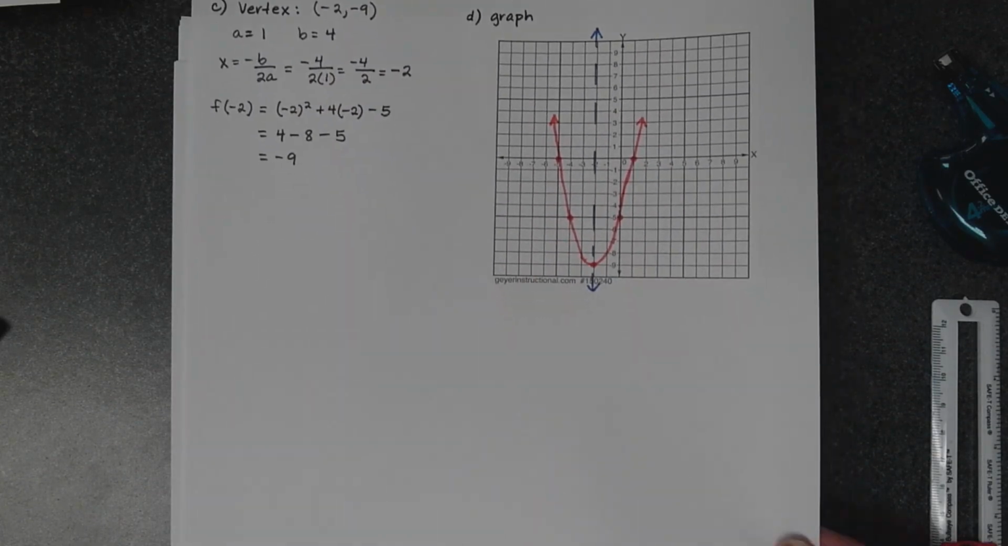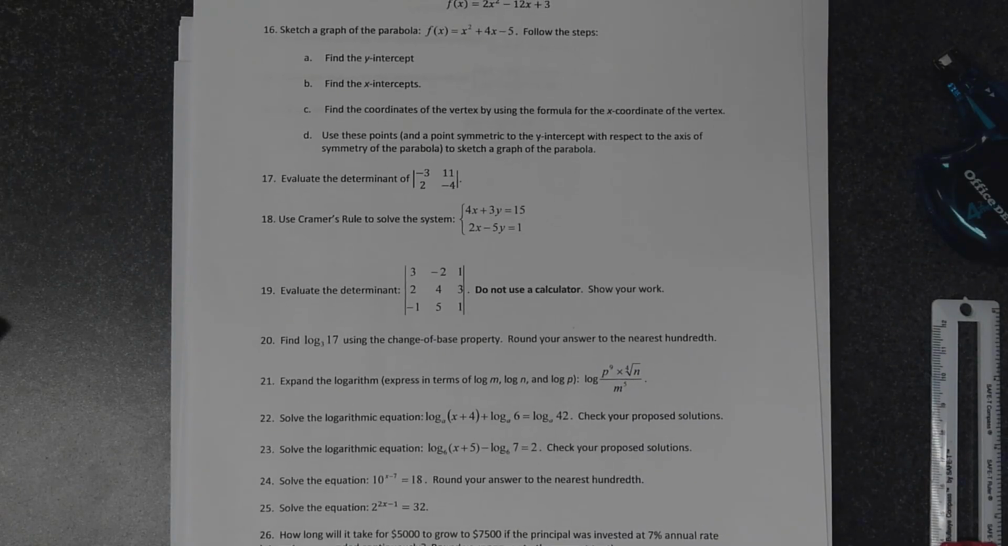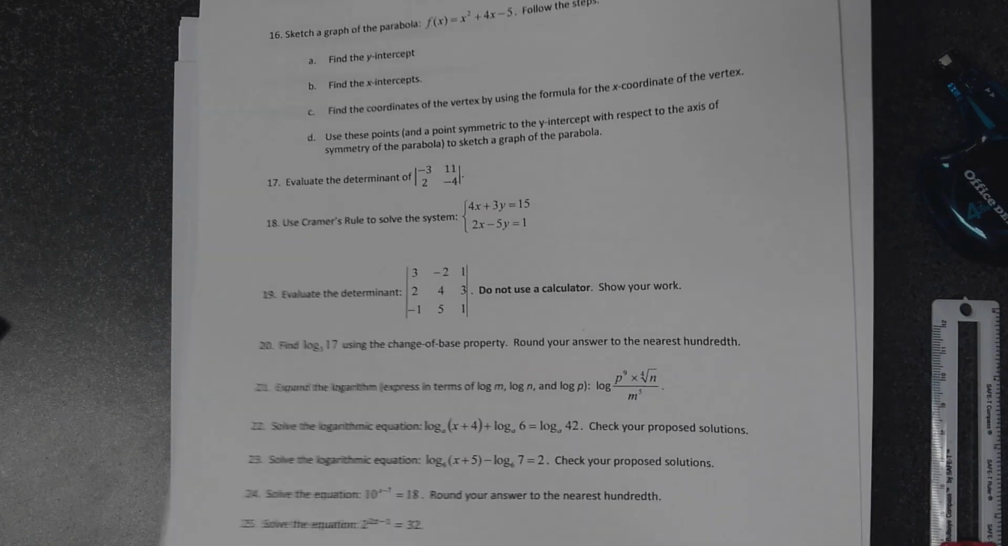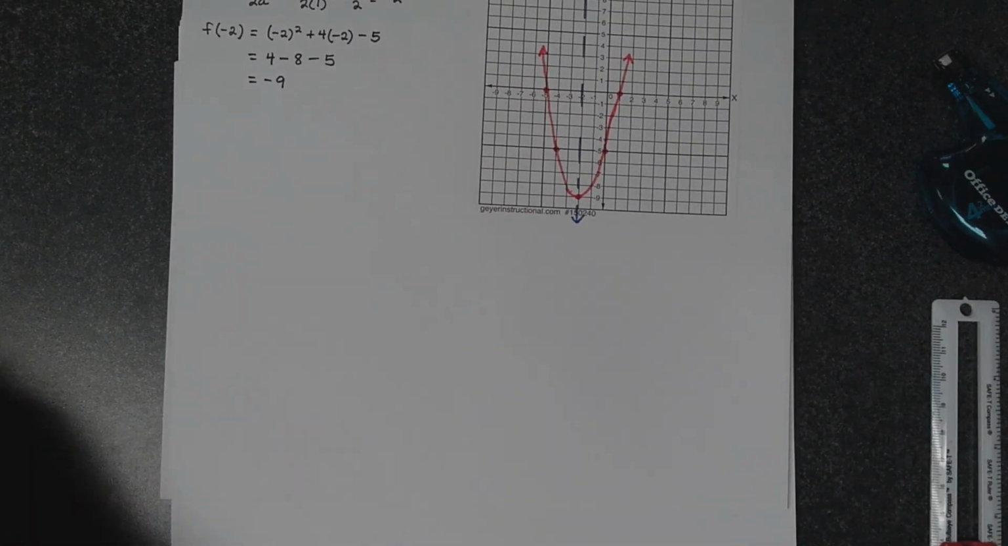All right, now problem number 17. Number 17 is just evaluating the determinant of the matrix with rows negative 3, 11 and 2, negative 4. So this is problem number 17.